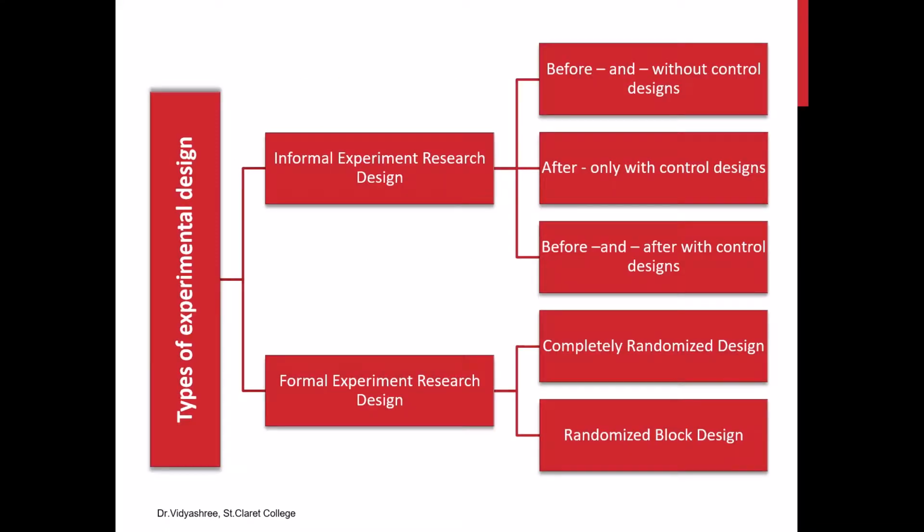As you can observe on the slide, the types of experiment design has two types, as I told you, that is informal and formal. Informal can be further classified into three types, that is before and without control design, after only with control design, and before and after with control design. Formal experiment design has two types, that is completely randomized design and the other one, randomized block design. Let us understand each of these in detail.